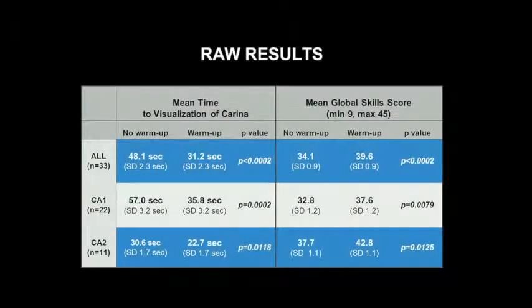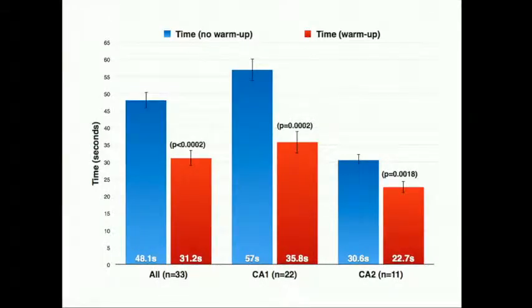The raw results, so you can see that I'll show this graphically in a moment, but I just want to point out that in every case we had, and we divided it up into CA1s and CA2s because we also wanted to see if there was a difference in people that had just more overall experience. And what we found out is that for all residents, for CA1s and for CA2s, there was a very significant difference whether or not they had the warm-up in both their time to completion and in their skill score that they got. So I'll show this graphically.